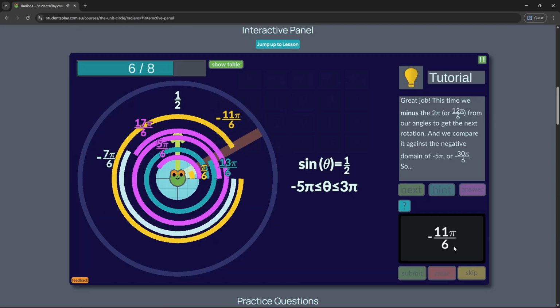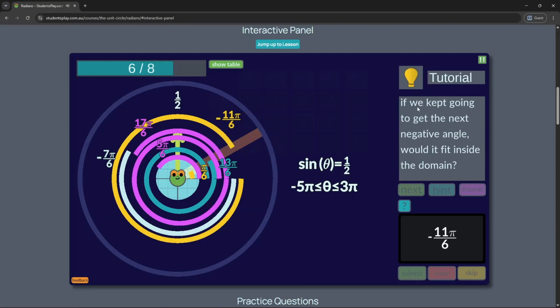Great job. This time we minus the 2 pi, or the 12 pi on 6, from our angles to get the next rotation. And we compare it against the negative domain of negative 5 pi on 6, or negative 30 pi on 6, same thing, because 30 over 6 is 5. So, if we kept going to get the next negative angle, would it fit inside the domain?